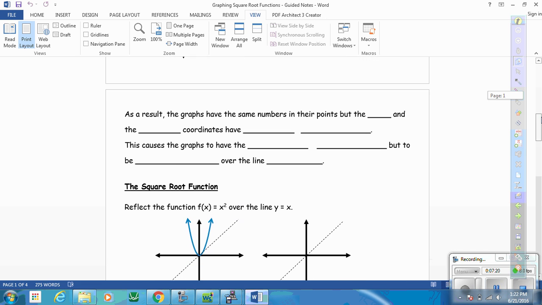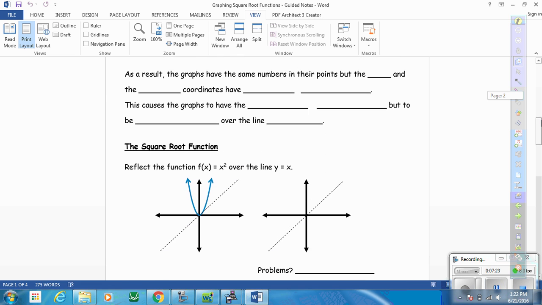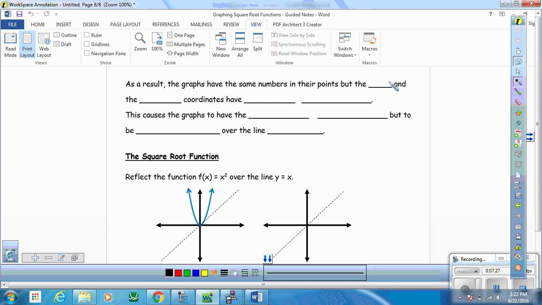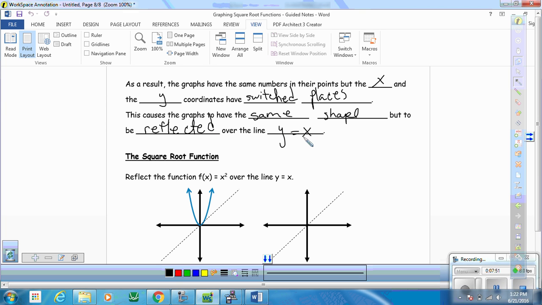Now, as a result, the graphs have the same number of points, but the x and the y coordinates have switched places. This causes the graph to have the same shape, but reflected over the line y equals x. And that just sums up what we said up above.